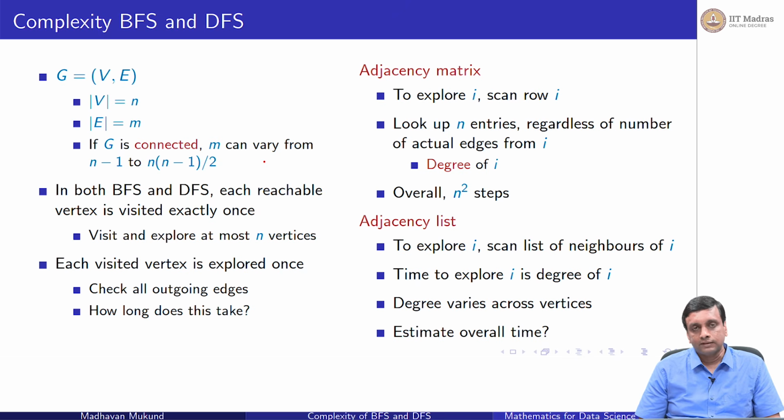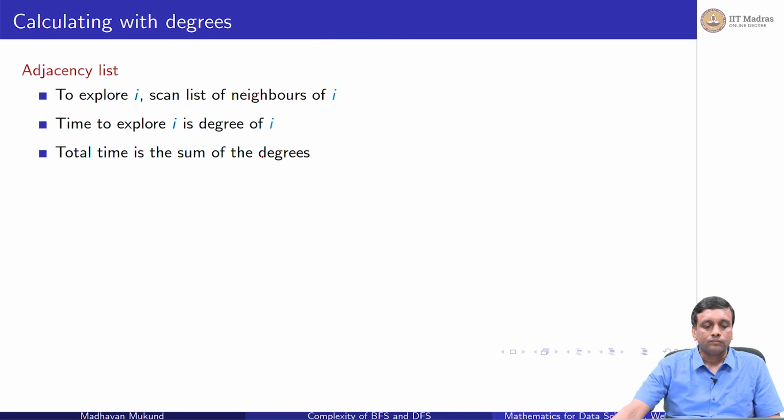Now the problem with this is the degree of the vertex, as we call it. The degree is the number of edges which are incident at a vertex. The degree of a vertex varies, right? So maybe vertex 1 has a small degree, vertex 2 has a big degree, and so on. So if I want to count how many steps it takes across these n vertices, I have to add up the degrees. I have to look at how much time it took for degree 1, how much time for degree 2, and so on. So how do I get a good way of estimating what this adds up to?